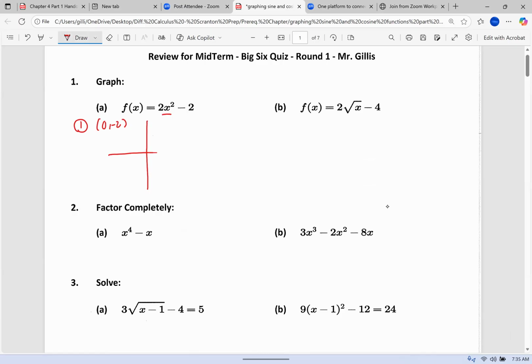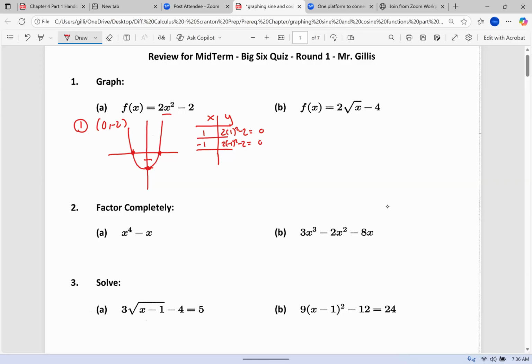And then guys, just go right to (0, -2). And if you want to build a table of values like x and y, that's cool. I'll pick 1 for x, and I'll get 0. And if I pick -1 for x, I'll also get 0. And it's a concave up looking parabola, and there it is.